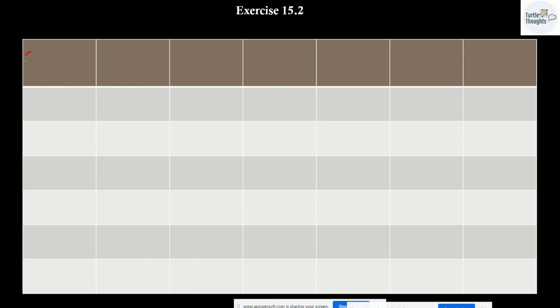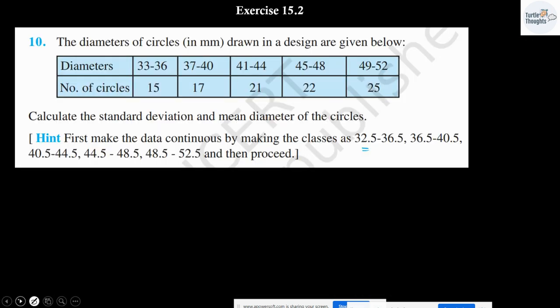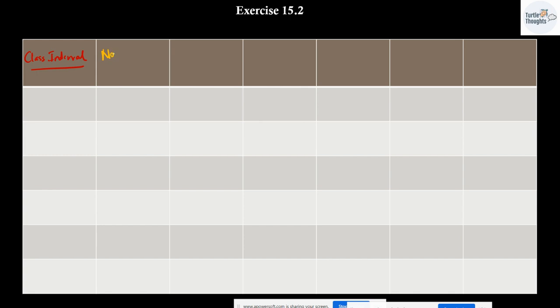First is going to be the class interval. Next, we are going to have diameter and number of circles, which can be taken as your fi. Next, we'll be having the midpoint, which is going to be your xi, and it is given by u plus l divided by 2. You have to make a note of that as well.